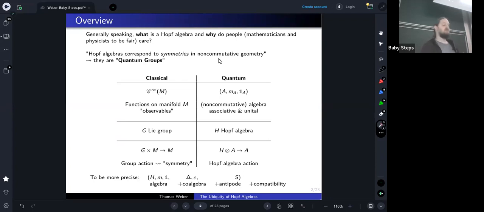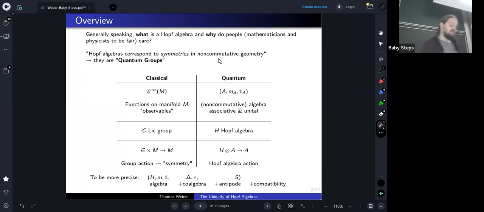And also, as a warning here, the word quantum groups is used by different people in different settings. We will later on see that quantum groups can mean different things. You have to be careful here, but just as a first thought on what a Hopf algebra is, you can think of it as a kind of quantum version of a group. So let's have a look here at the classical and quantum picture. You can think of this as classical physics and quantum physics.